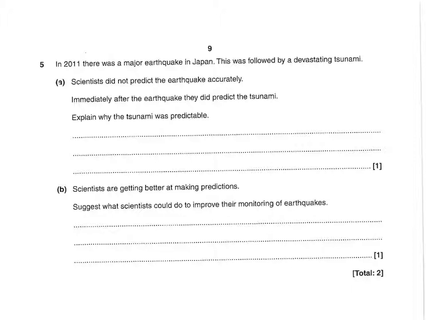Then the last question says, in 2011 there was a major earthquake in Japan. This was followed by a devastating tsunami. Scientists did not predict this earthquake accurately. Immediately after the earthquake they did predict the tsunami. Explain why the tsunami was predictable. And for that 1 mark you'll say that the tsunami is caused by the earthquake and therefore is predictable.